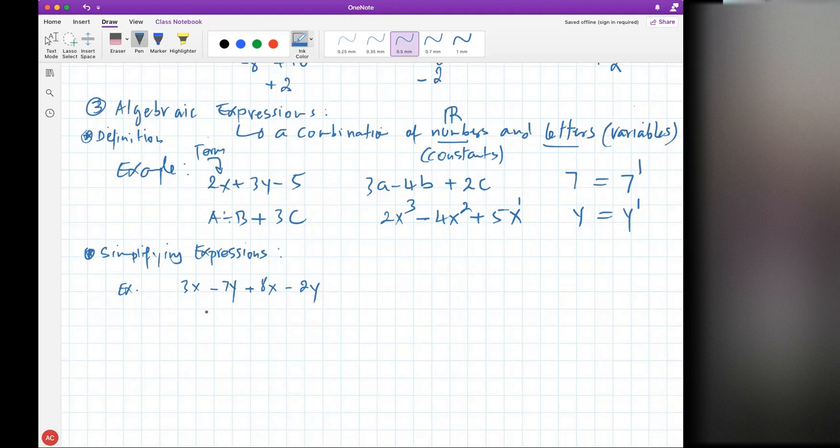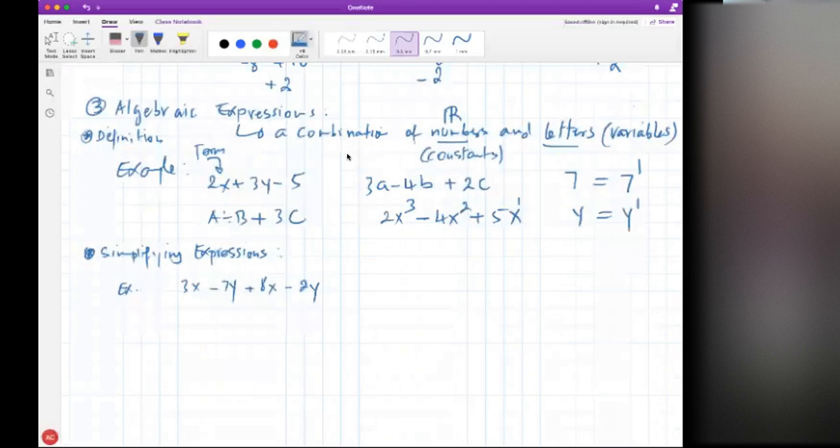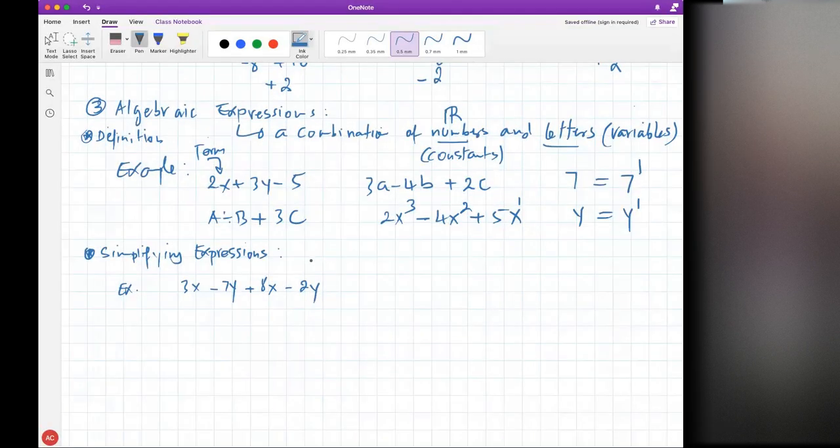So how do we simplify this expression into something smaller and simpler? You combine the similar terms. So we look for similar terms, or like terms, with the same variable, and we're going to try to put them together. We're going to try to add them together. For example, 3x, and we're going to combine that with 8x.